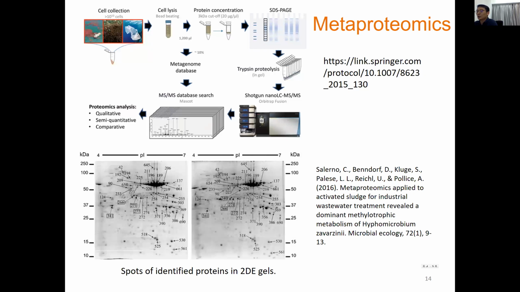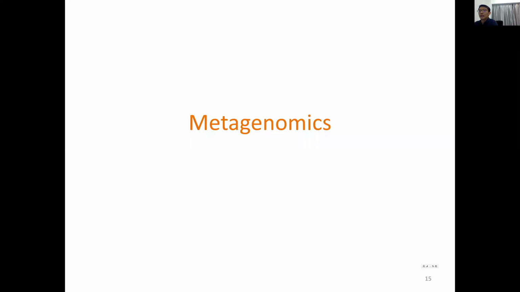This study used metaproteomics to study the activated sludge in a pharmaceutical wastewater treatment reactor, and identified the most constantly expressed protein and the corresponding bacterial species. Due to the time limitation, I will not talk too much about this. Okay, in the following slides, I will present some detailed information about the metagenomics method, because it is the most widely used method at present.